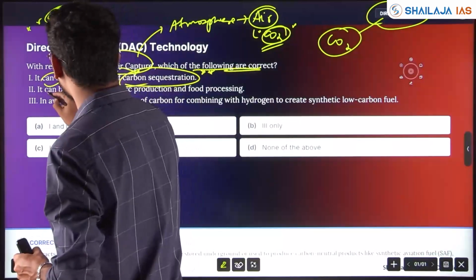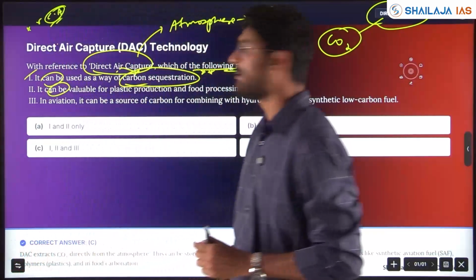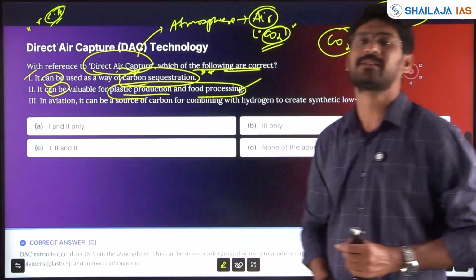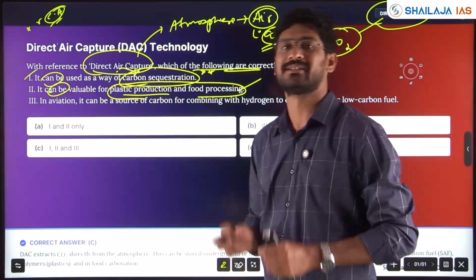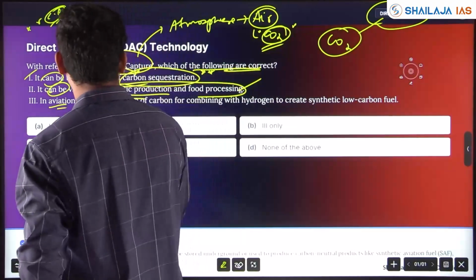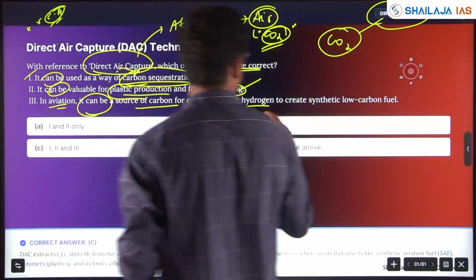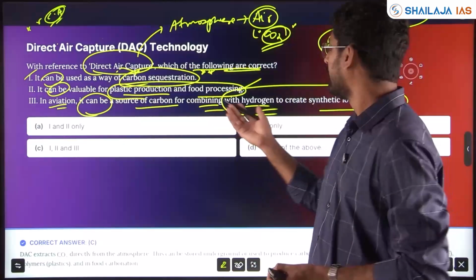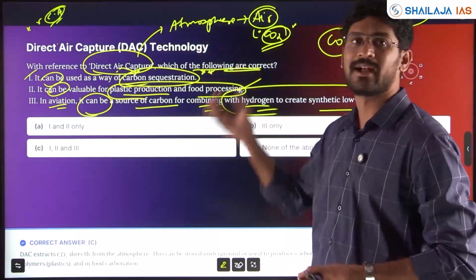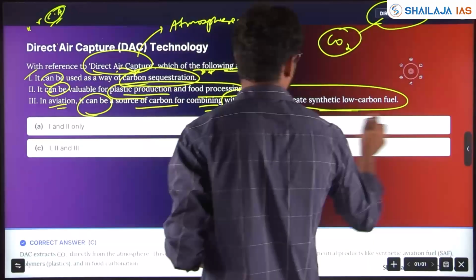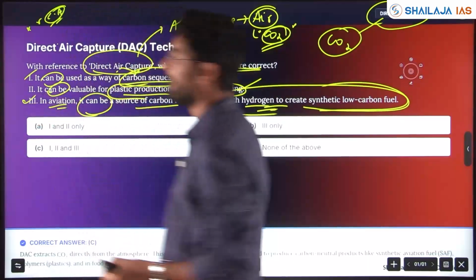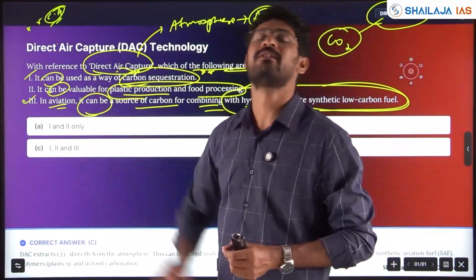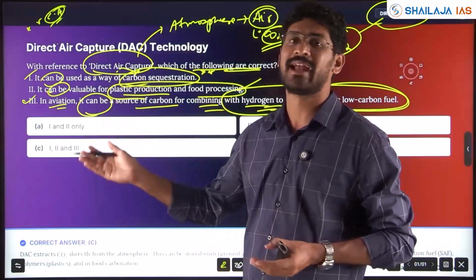Can be, sir, please see, can be, okay. It can be valuable for plastic production and food processing. It can be valuable when you are capturing carbon dioxide. Okay, it's a value-driven process. It's a green process. In aviation, it can be a source of carbon for combining with hydrogen to create synthetic low-carbon fuel. Okay, it can use the direct air carbon to synthesize hydrogen and low-carbon fuel. Can be again. Whenever possibilities are there in environment, new technologies, science and tech, all the three statements here are using can be and stand right.